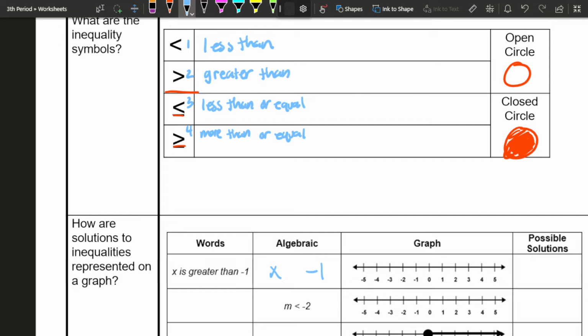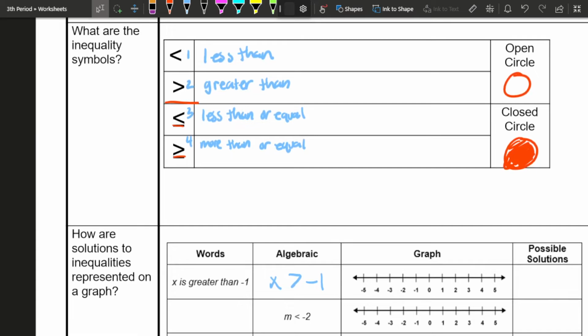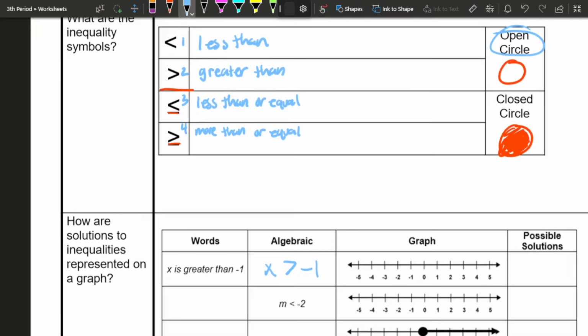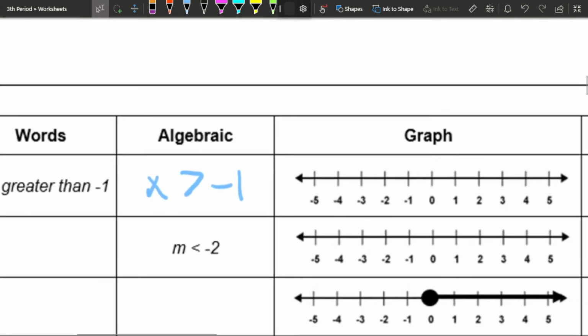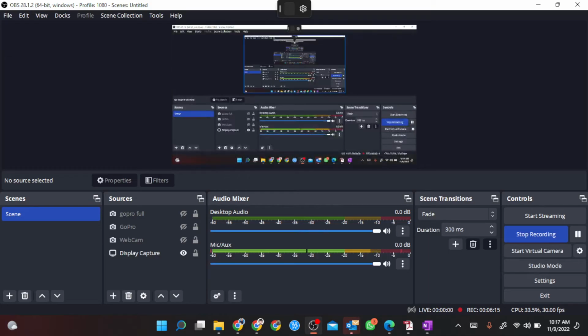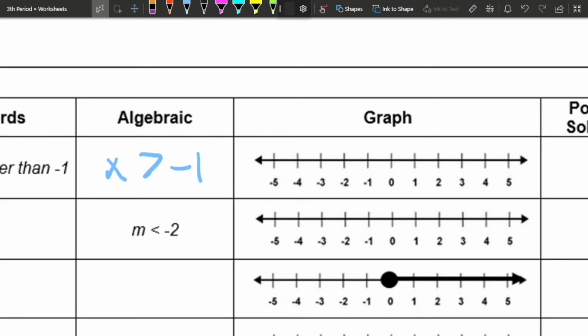What is it? Number 2, greater than. Very good. Now, when I went to graph this, number 2 has an open circle. So all I have to do is locate my -1 on the number line, put an open circle, and then make a line pointing. In what direction is this pointing? To the right or to the left? It's pointing to the right, so all I've got to do is make a line that way, and that means that everything after -1 to the right is included as one of my possible solutions.